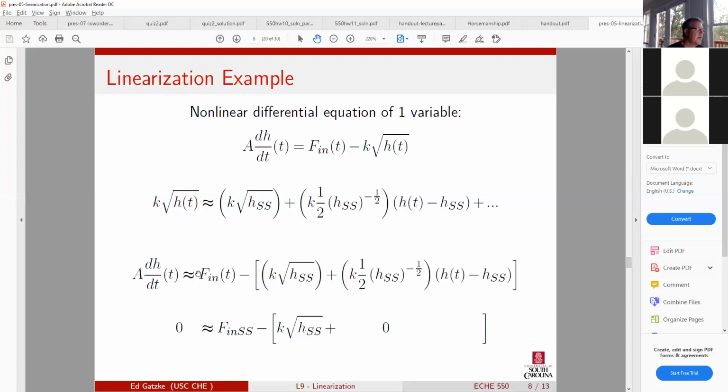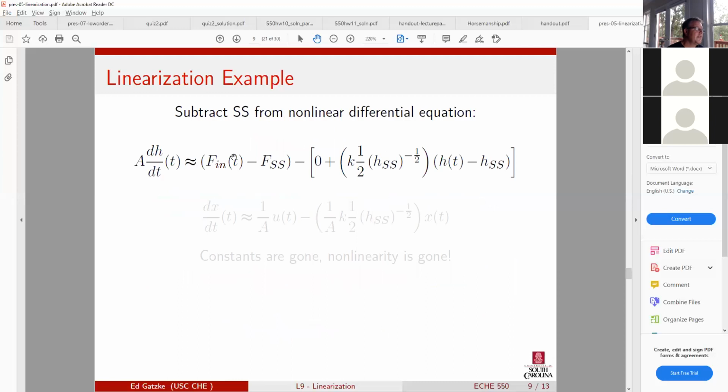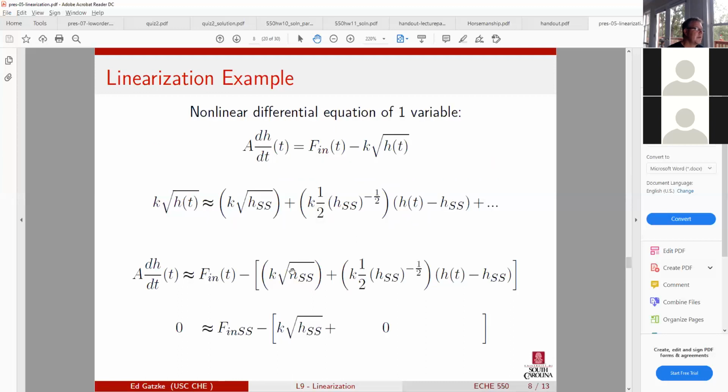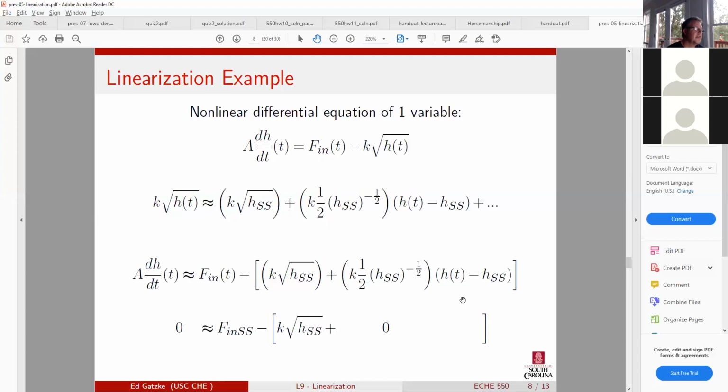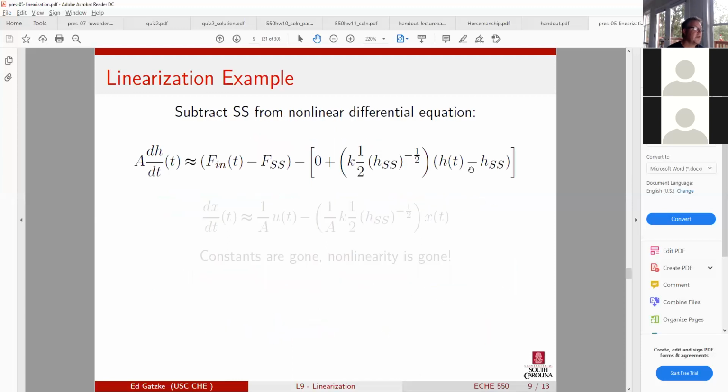We end up with Fin minus Fin steady state, which is a deviation variable. Constant minus a constant goes to 0. Constant times a deviation variable ends up over here. So you end up with this nice linear expression in deviation form. Does that sort of make sense?